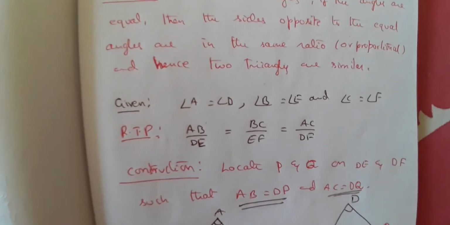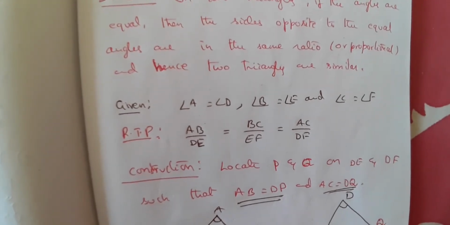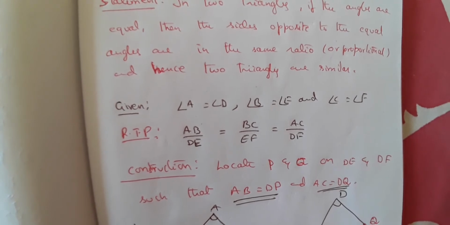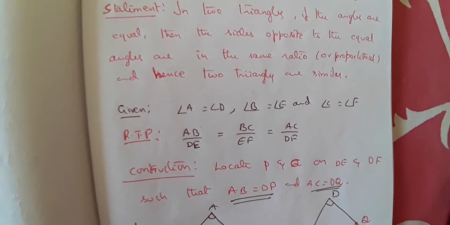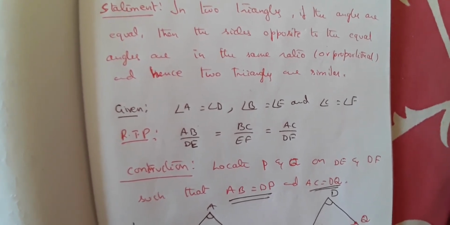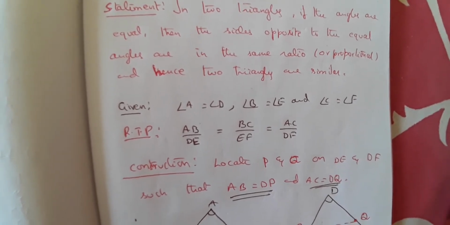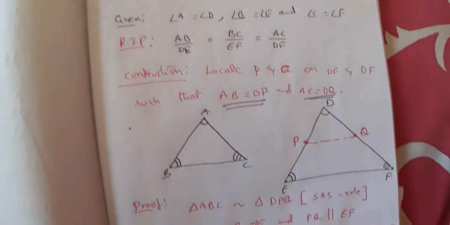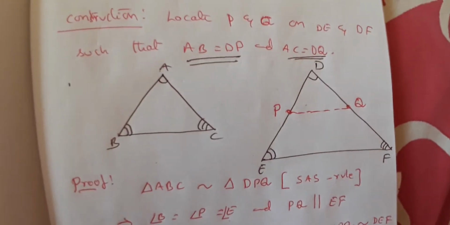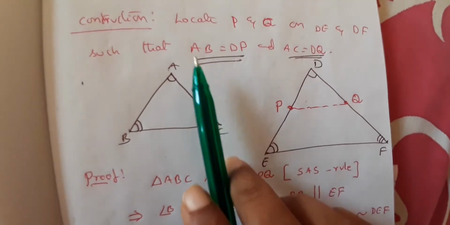So now let us write the statements in the given form. Given angle A is equal to angle D, angle B is equal to angle E, and angle C is equal to angle F. From this what we can say? That there is a triangle with ABC as vertices and DEF also as vertices. So let us see, these two are the triangles.